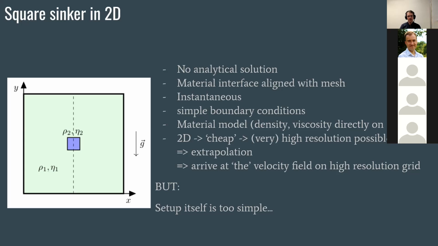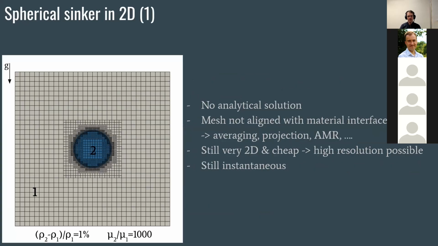So moving on. Obviously, I can make it round and it gets a bit more interesting because under the same circumstances, what I have now is an object which does not align with the mesh. And then we need to introduce this question of averaging and projection and the use of AMR. So it's interesting in its own right, and we've been doing that, and it's in the papers. But it's still instantaneous, and it doesn't really get us any further in terms of large deformation.